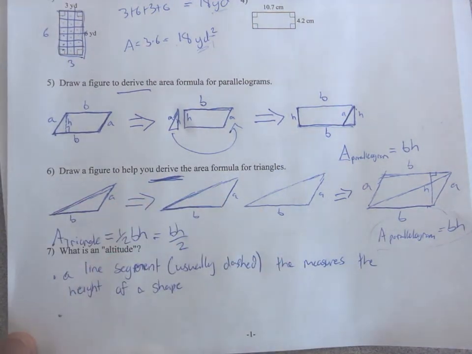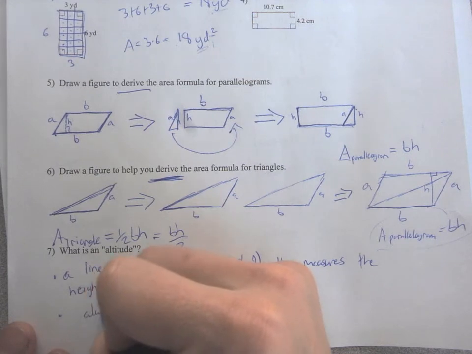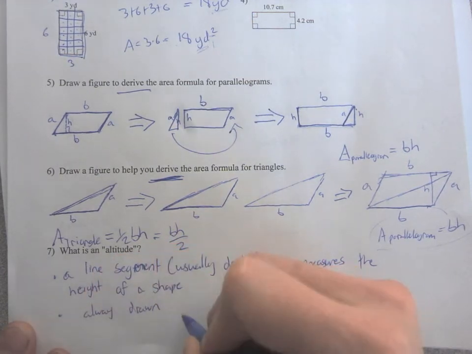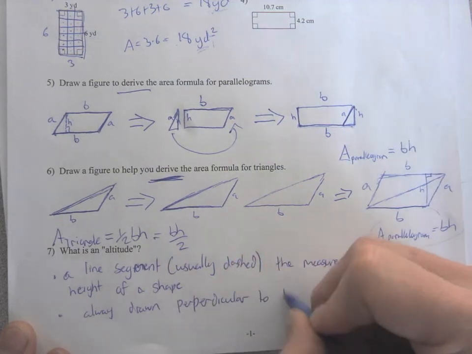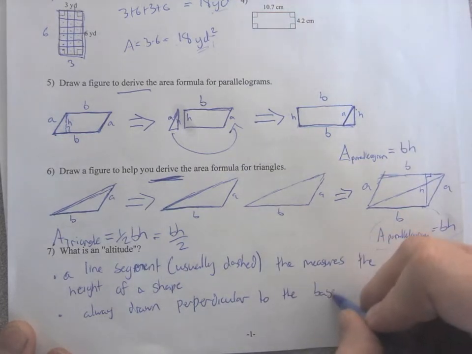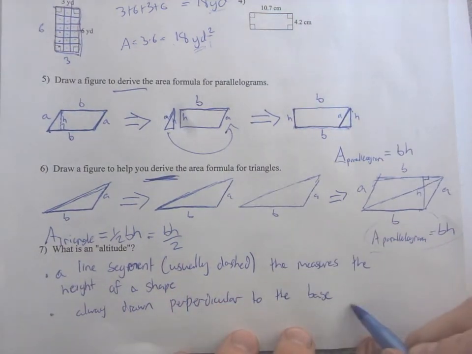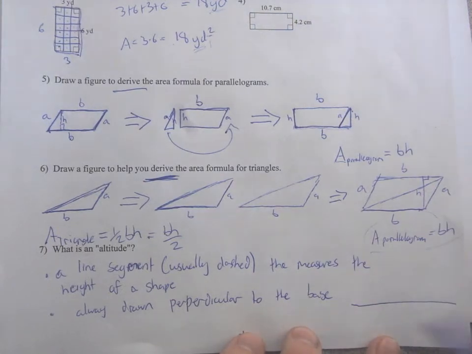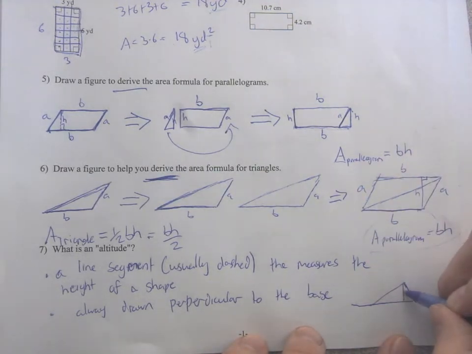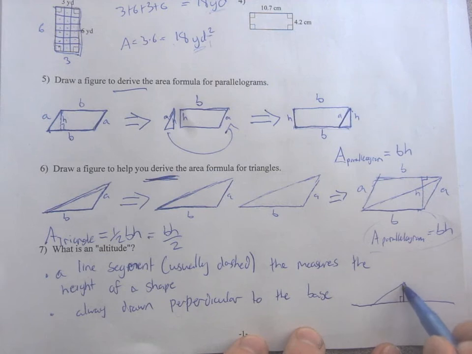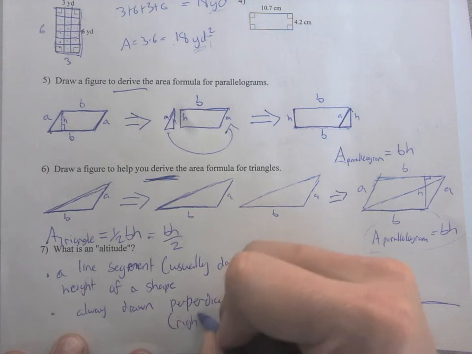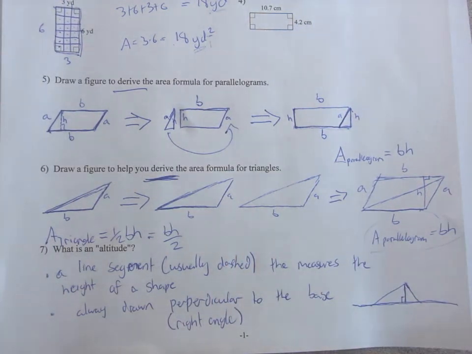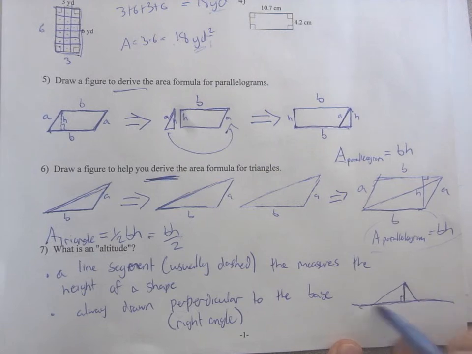Another thing we need to know about an altitude is it's always drawn perpendicular to the base of that shape. So if you say here's the ground, and you have a shape sitting on the ground, you're going to measure it like this. The altitude will make a right angle with the ground or the base. This word perpendicular means it forms a right angle. So this altitude will make a right angle with the base.